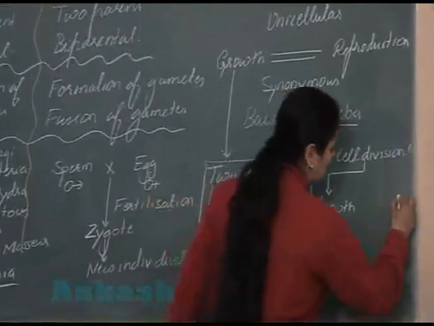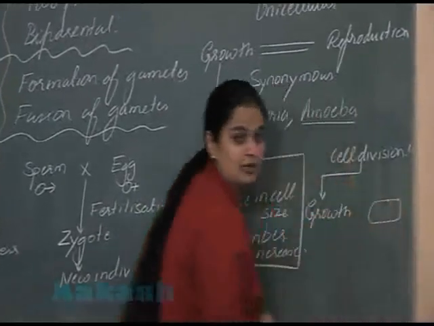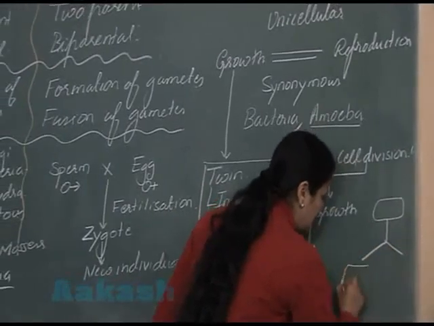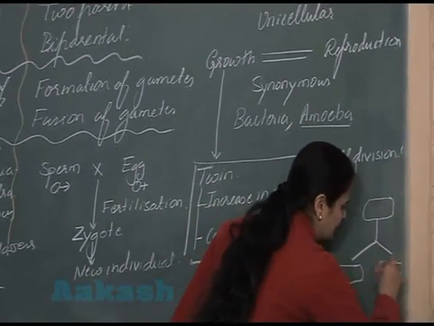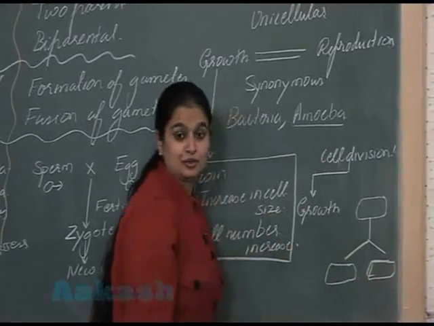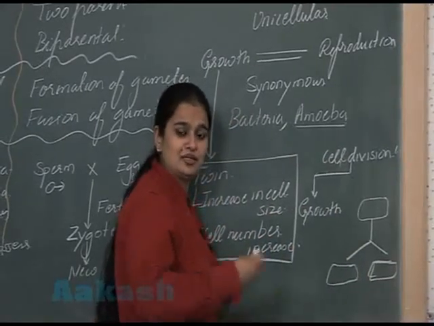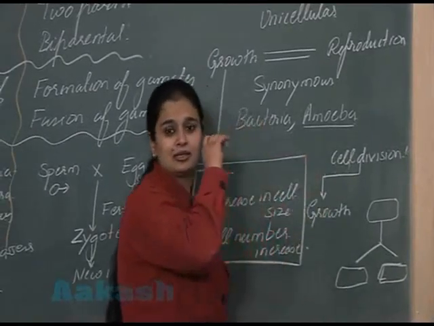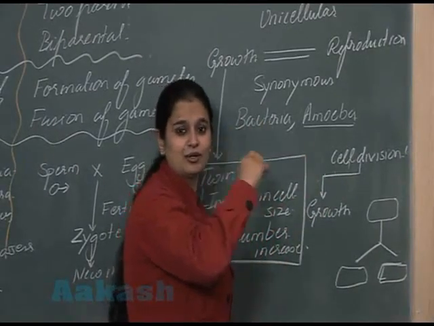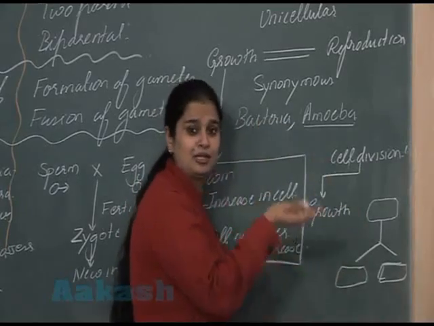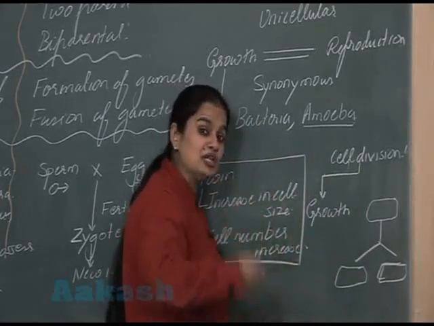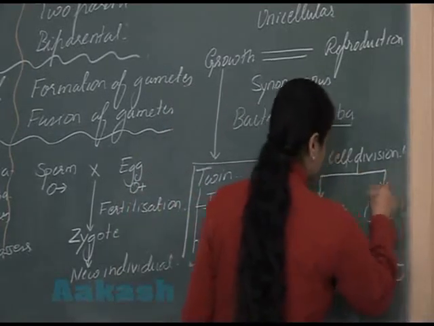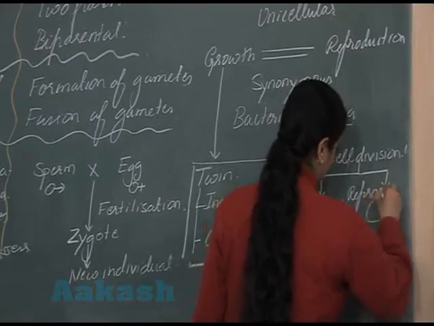But now these organisms are unicellular. So when they divide, there is formation of more unicellular organisms. So due to the cell division, the progeny size is also increasing. The number of individuals is also increasing. There is formation of progeny, so it can also be considered as reproduction.